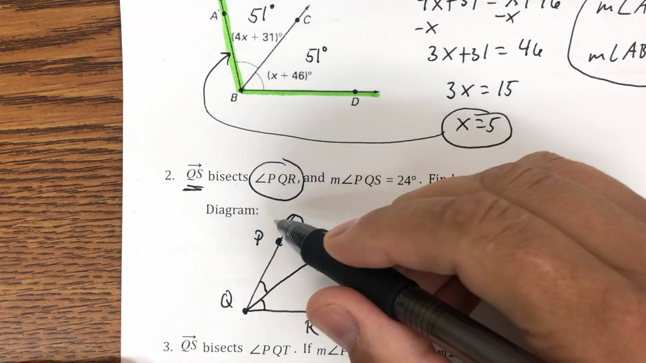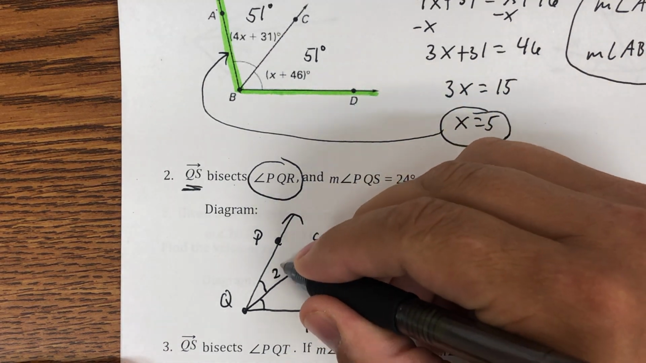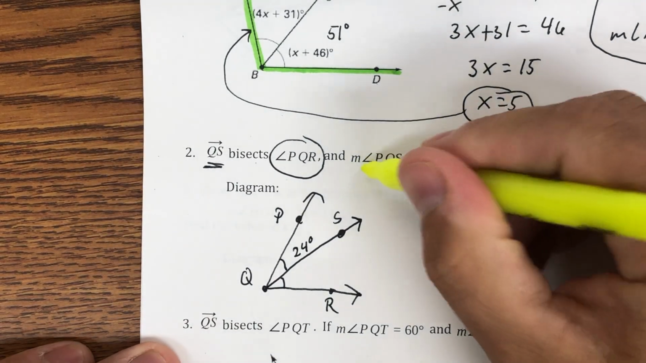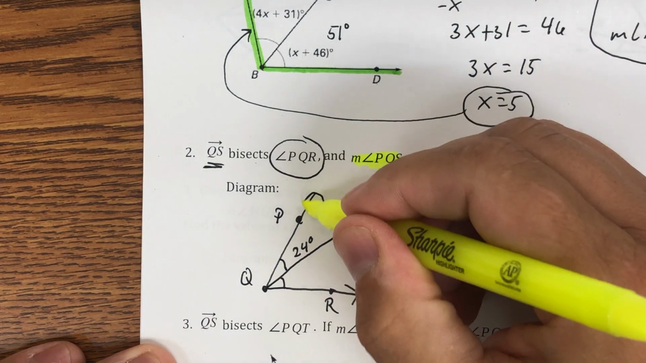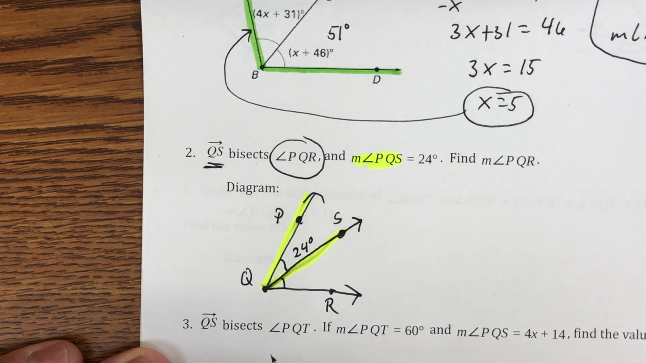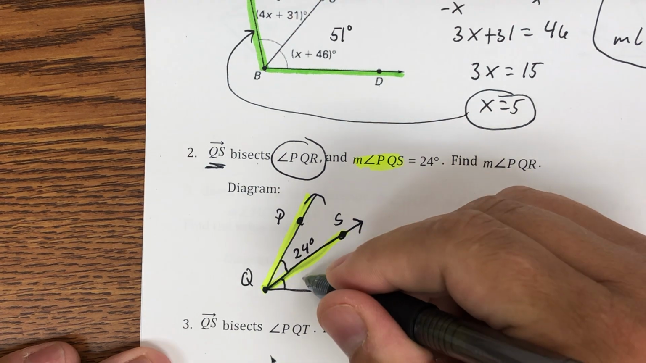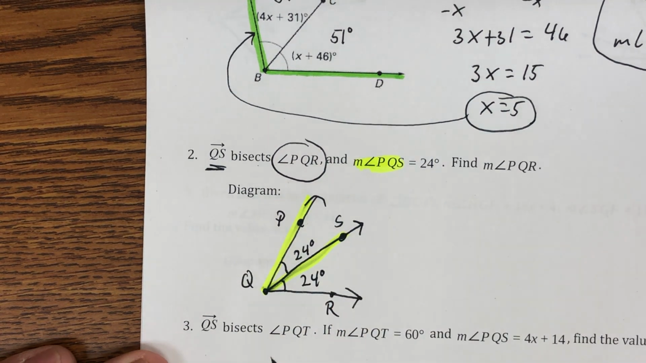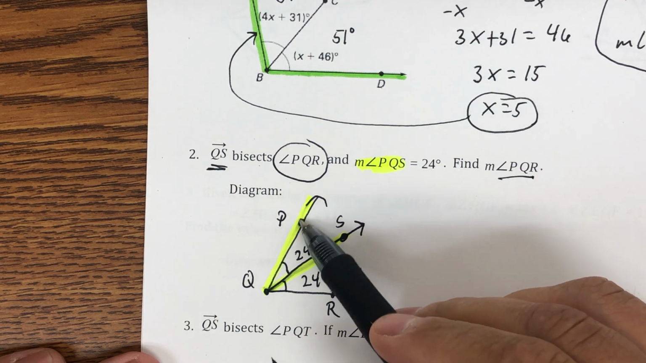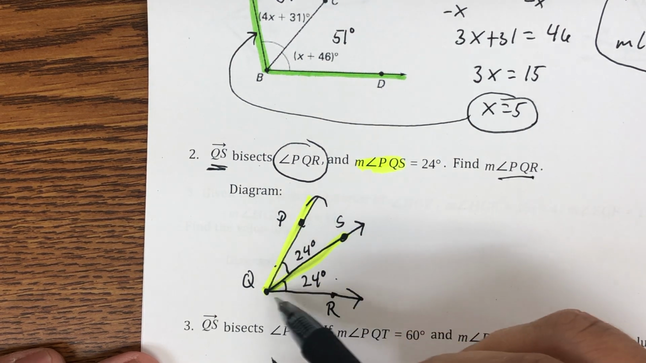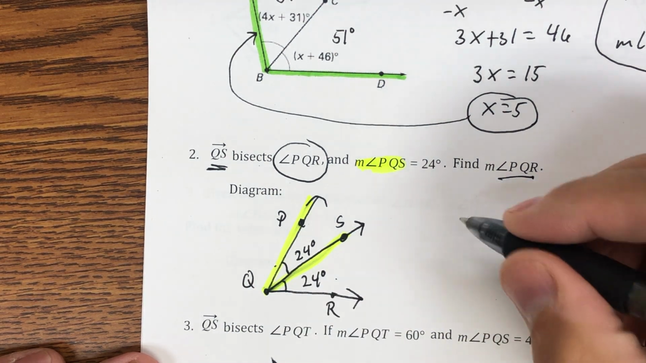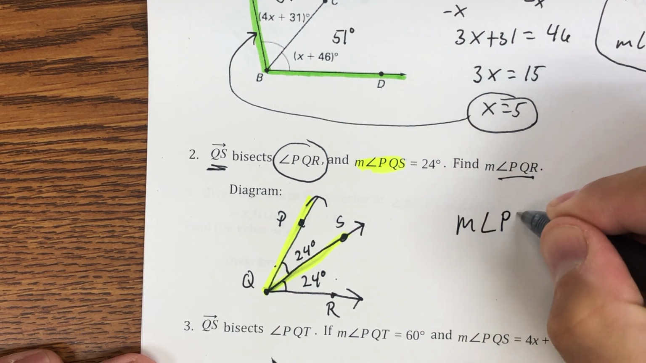Alrighty, it says PQS is 24 degrees, so I'm putting 24 inside PQS. Notice PQS is the top part. I'm going to trace it out again. So PQS was right here. Highlight it. That part's 24. If that part's 24, those two little angles were equal. This is also 24. And we're supposed to find PQR. Highlight PQR. Where is it? PQR. That's the whole angle. So we have to add the two parts. 24 plus 24 is 48.